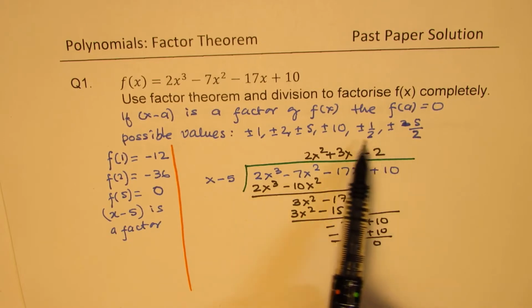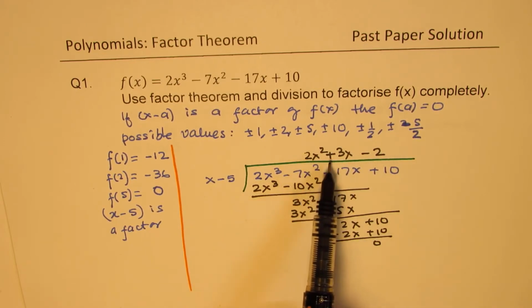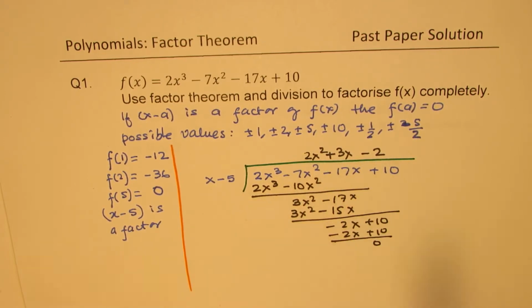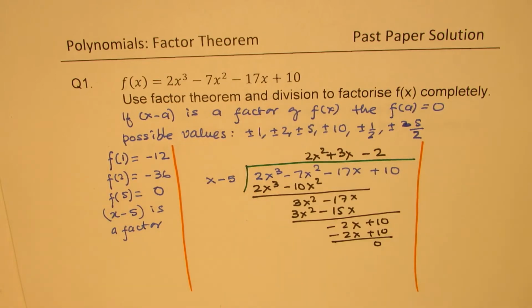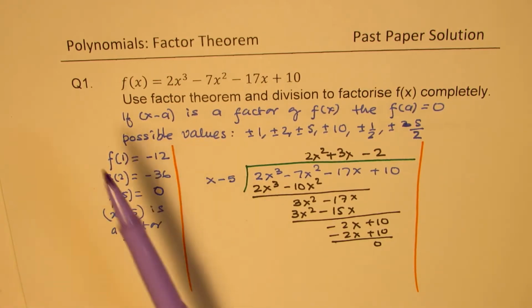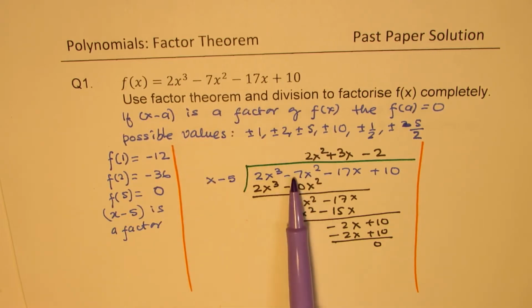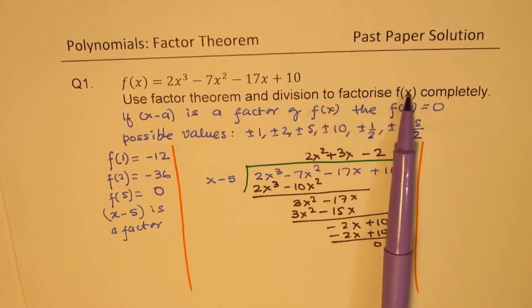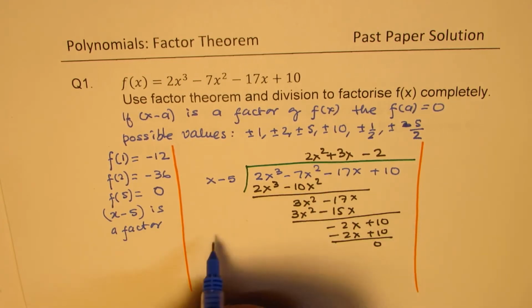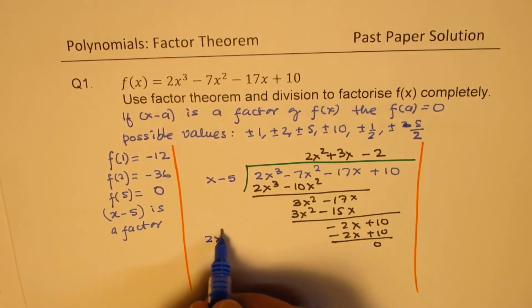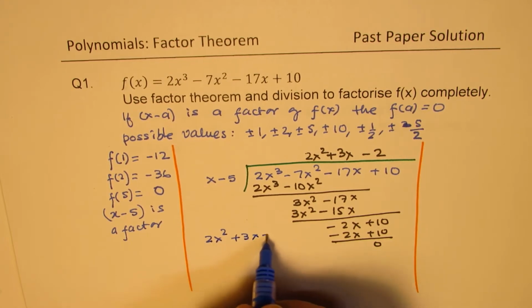So what you get here is a quotient 2x squared plus 3x minus 2. This can be factored, correct? Once you factor that, you get your solution, right? That is how we should be doing it. The second part of this is to use the factor theorem and the division we did to factorize f of x completely. So now, let us factorize 2x squared plus 3x minus 2.